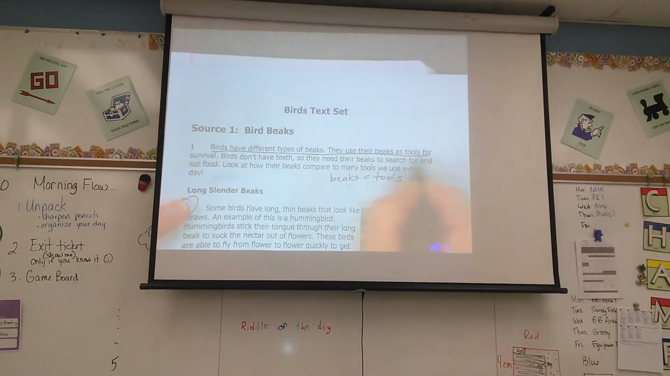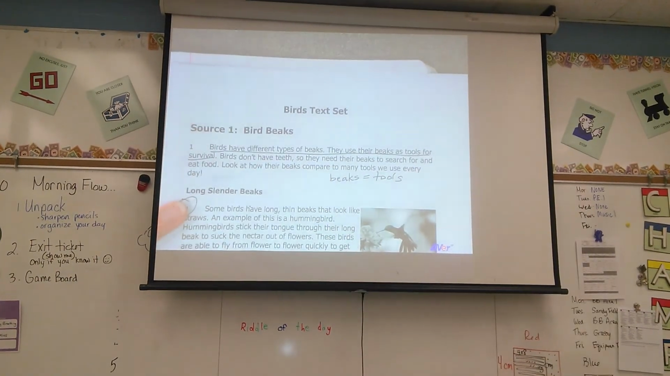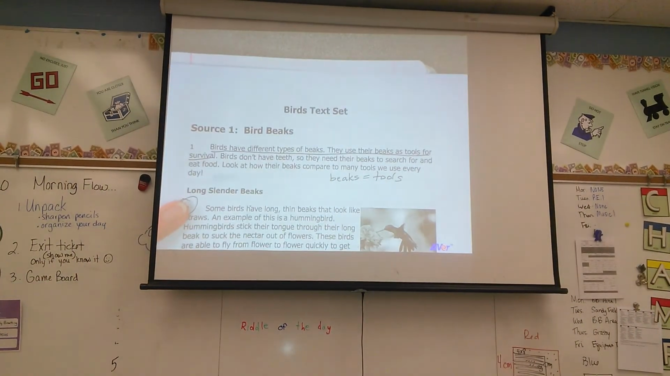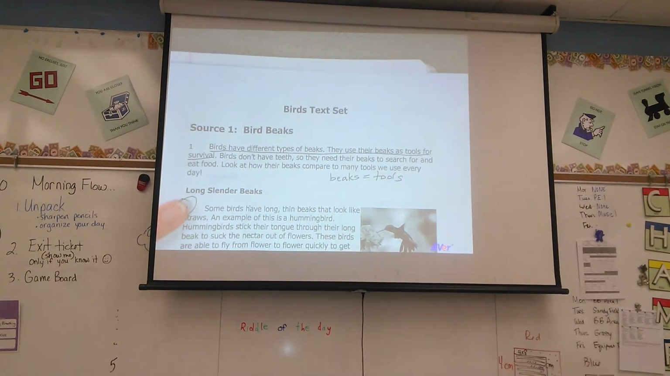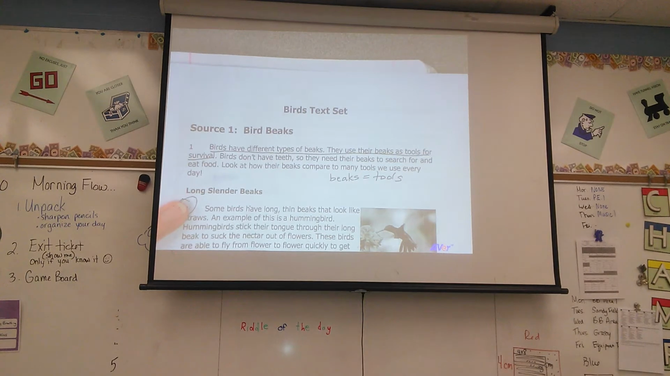The first one came from source 1 in the introduction. Some of you chose this to be your quote. Birds have different types of beaks. They use their beaks as tools for survival. Okay, and there again, there is that word survival.